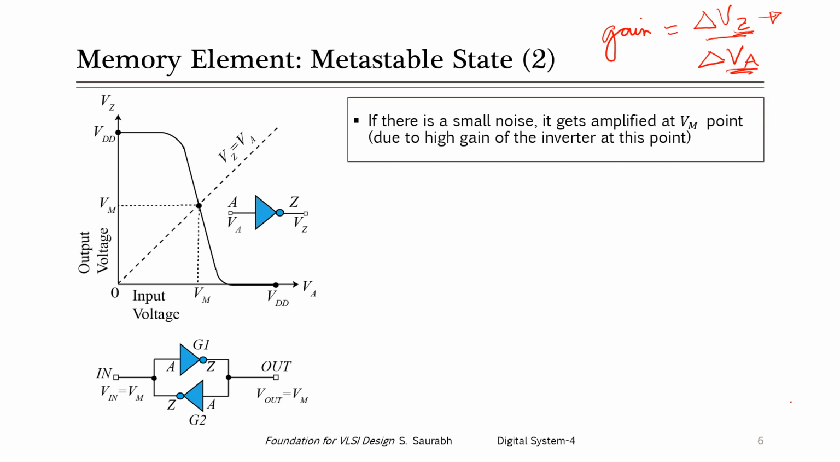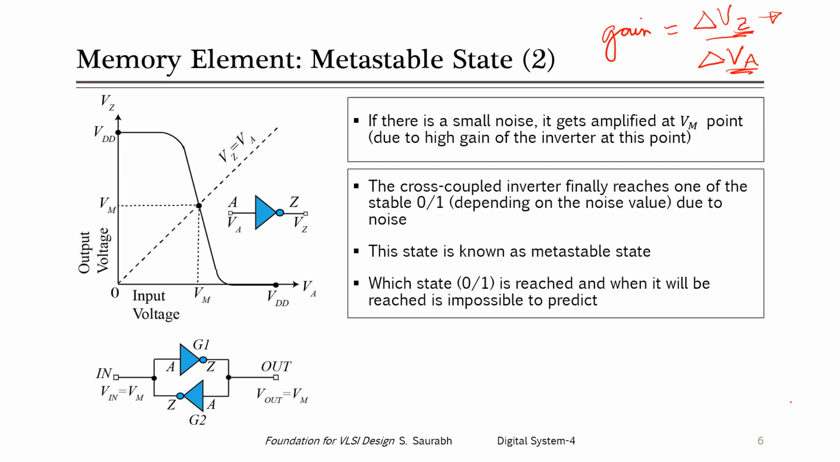Now, because of this high gain, what will happen? The cross coupled inverter finally reaches one of the stable states due to the noise, depending on the noise value. The noise gets amplified, and the inverter pair will reach either state 0 or 1. Why does this happen? Suppose this inverter was at the metastable point, that is Vin equal to Vout equal to Vm, and let's assume that the input voltage increases slightly.